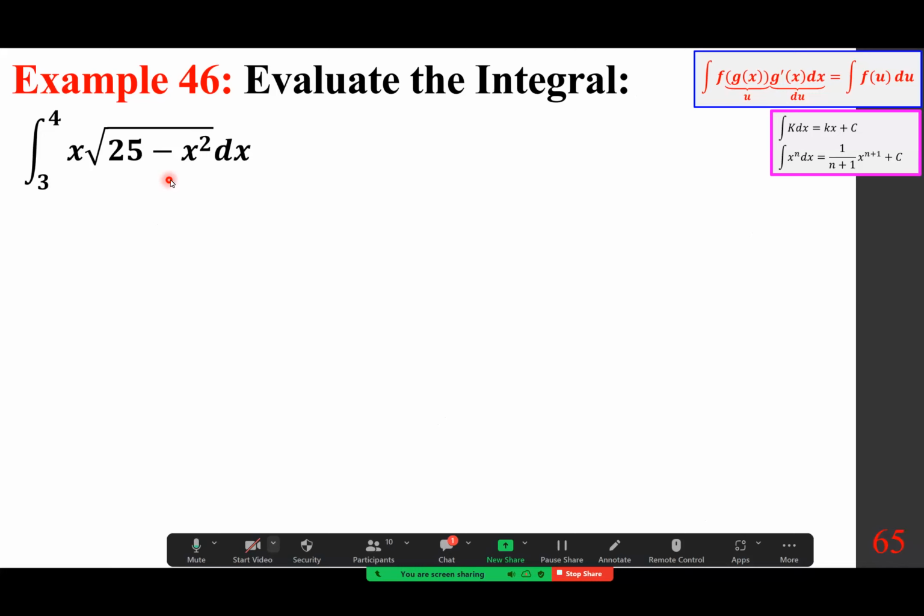We're going to evaluate this, and we are dealing with substitution at the same time as a definite integral, which is a number. So how do we do that? First, let's go through the substitution. Let u be 25 minus x squared. du dx is minus 2x. So du is minus 2x dx.